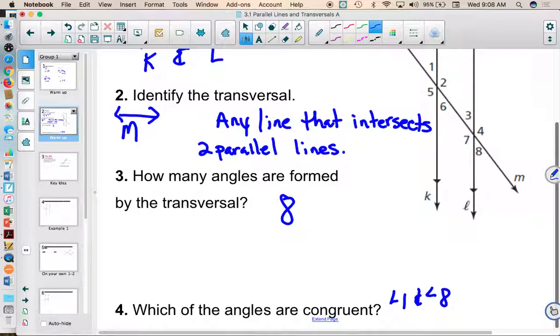Okay, they lie along the transversal. They are on opposite sides. We call them alternate. Interior or exterior? Exterior. Alternate exterior, and we'll explain that. This is alternate exterior.